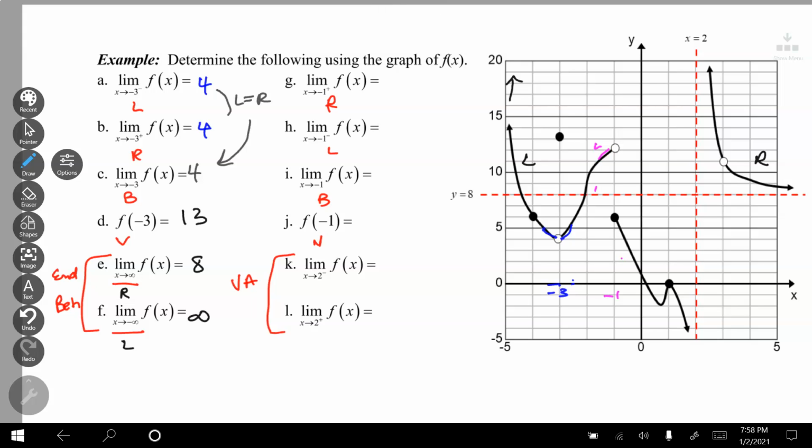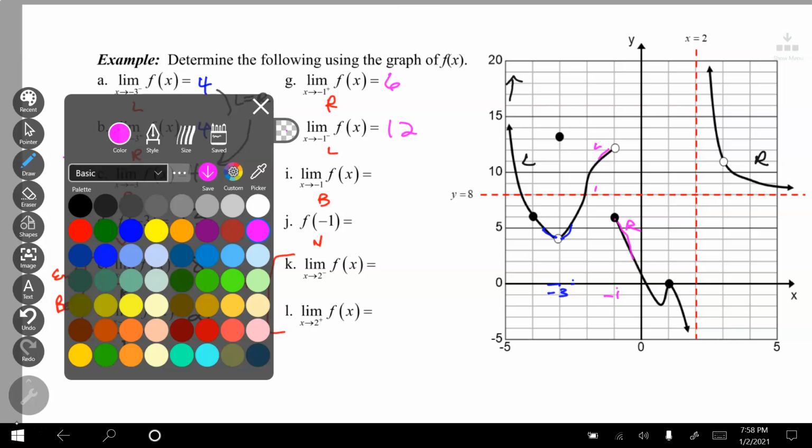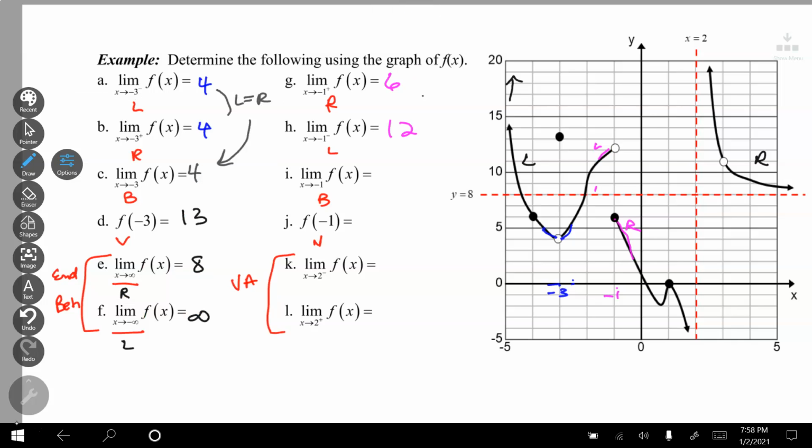Oh, that's the right side. I should read better. From the right side, I come to negative 1. From the right side, I come over here, and I stop on the right side. And right here, I stop at 6. And from the left side, this is the one I did before, I stop at 12. And since the left does not equal the right, this one here is DNE.